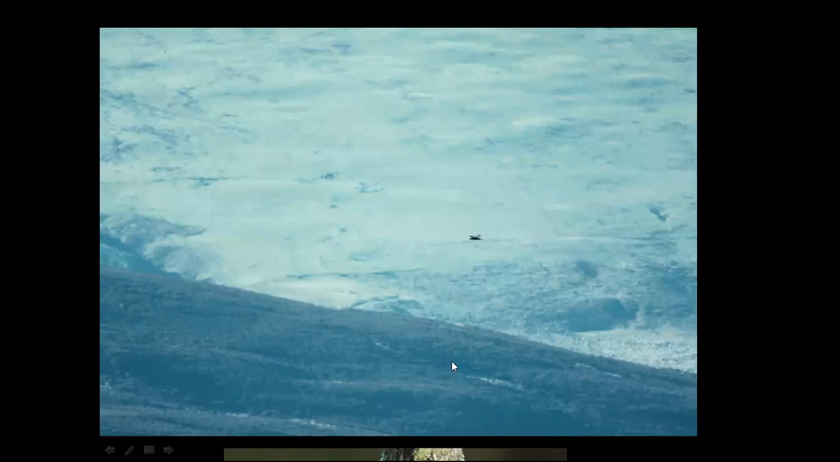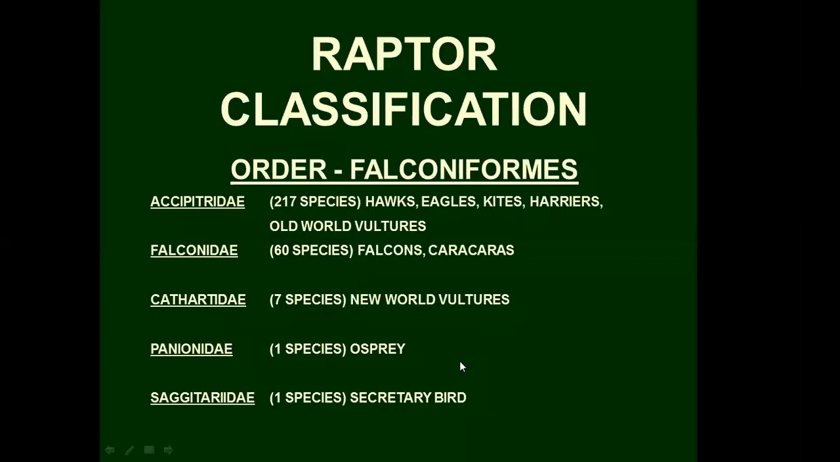If we look at the whole subject, the whole classification of raptors, just in case anybody wants to know what we're actually talking about, it's those birds which fall into the order Falconiformes. And you can see that the Falconiformes are made up of 5 families. It used to be 4, but they recently split off the osprey into its own family, the Pandionidae.